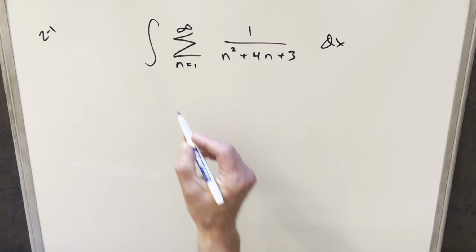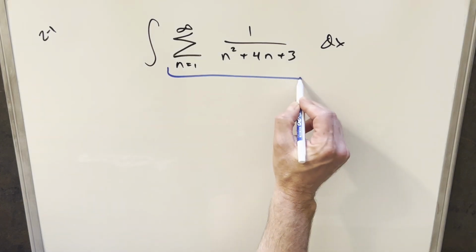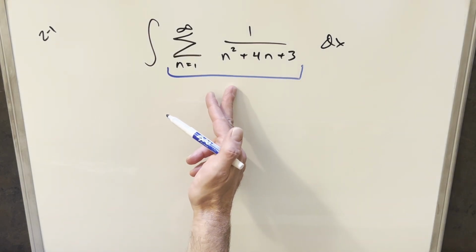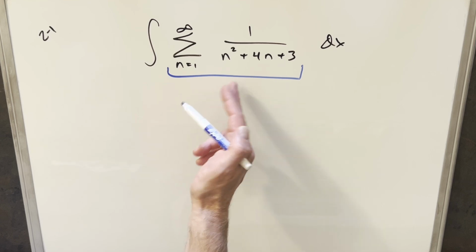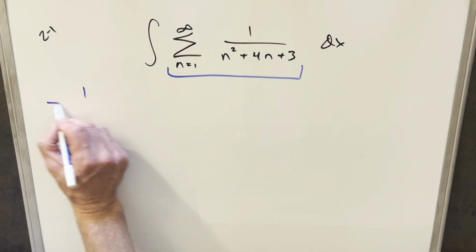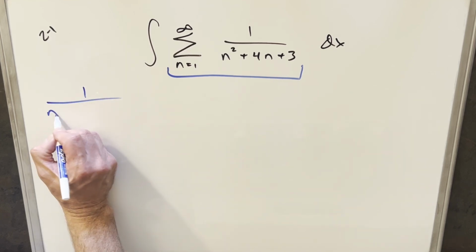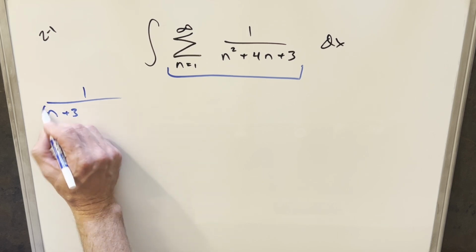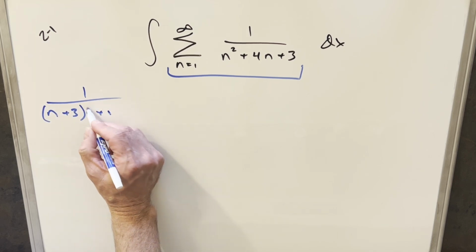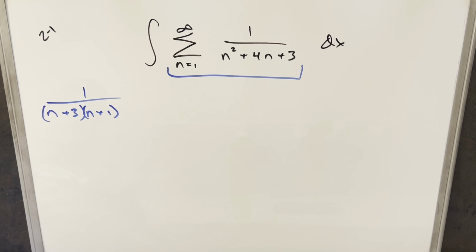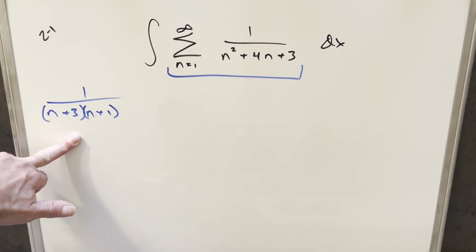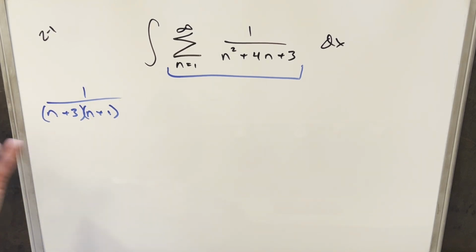So what I'm going to do is break this out and focus on this series and see what we can do to reduce it. The first thing we can do is factor this. The denominator is going to factor; I can write this as n plus 3 times n plus 1. And then to simplify, you could do partial fractions. You could use the cover-up method on this.